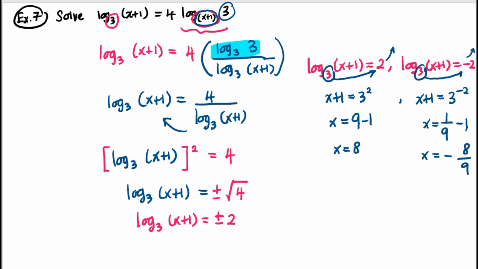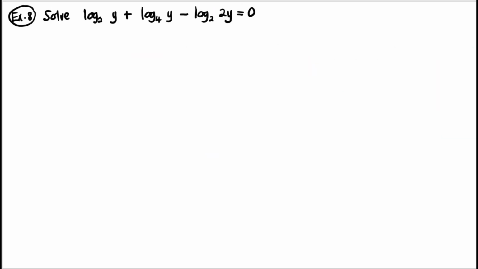Now, what if we have this type of equation? We have log base 2 and log base 4. For the log base 2, we have two terms, but only one term with log base 4. Therefore, we need to change this log base 4 into log base 2. So we have log base 2 of y plus, now I'm going to change this into log base 2 divided by log base 2, and then you have to minus log base 2 of 2y, which is equal to 0.